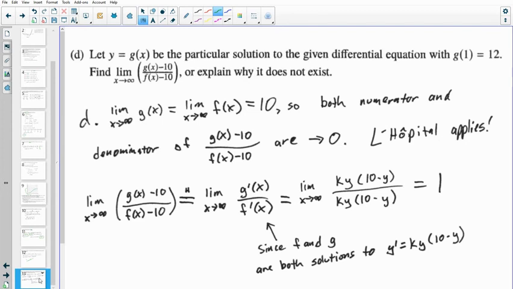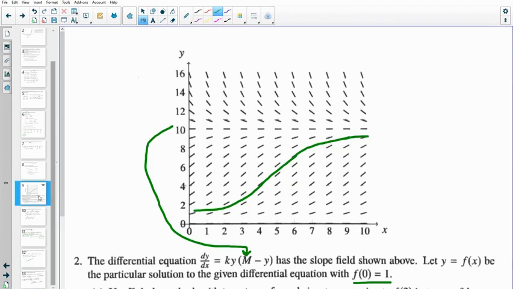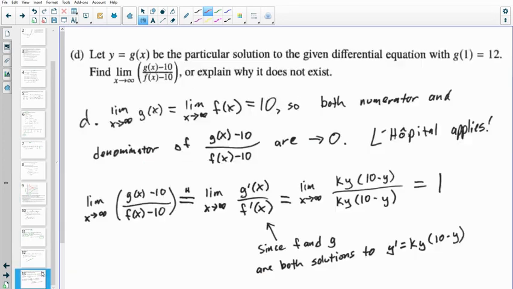And then finally, part D, they managed to get L'Hopital on this practice test. Let's see, the limit as x goes to infinity of g of x minus 10 over f of x minus 10. Because of the feel of our slope field here, solutions above the carrying capacity will end up approaching the carrying capacity. As long as we don't have a negative y value, everything's approaching 10, which means both the numerator and denominator are approaching 0, because both f and g are approaching 10. And so L'Hopital applies.